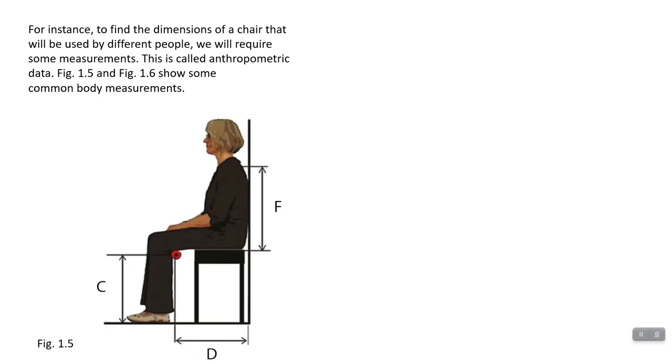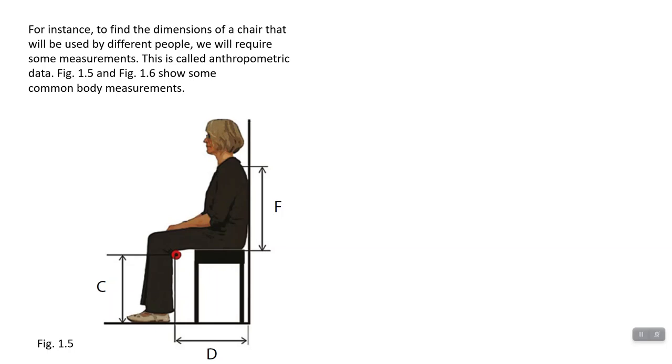For instance, one example where we apply anthropometry is to find the dimension of a chair that will be used for different people. So we will require some measurements. This is called anthropometric data. So you have a figure, you can find it also in your book, where a person is sitting. So when a person is sitting, there are some main dimensions that must be considered for the person to be comfortable and for the chair to be efficient.